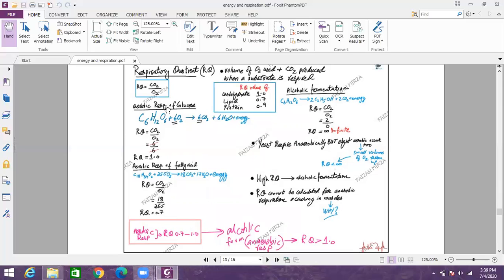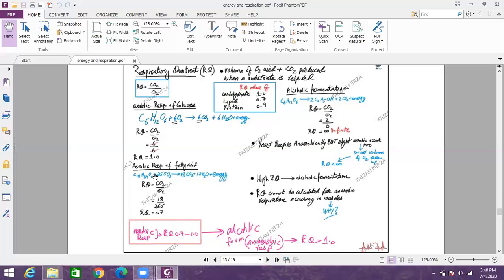Aerobic respiration of glucose has this chemical equation: C6H12O6 + 6O2 gives 6CO2 + 6H2O and energy. At times, these equations come up for balancing, so you should know how to balance an equation of such sort. RQ will be CO2 upon O2, 6 upon 6. The answer will be RQ = 1.0. So whenever the value of RQ is 1.0, it means that the respiratory substrate was a carbohydrate.